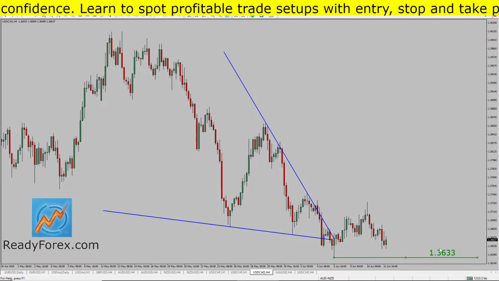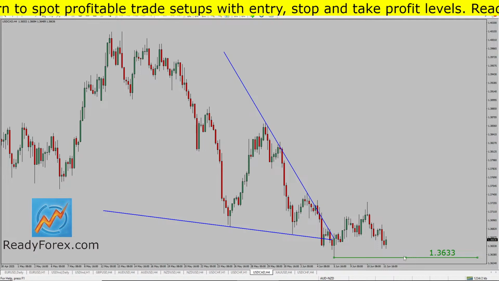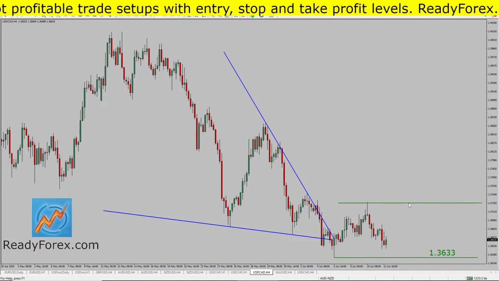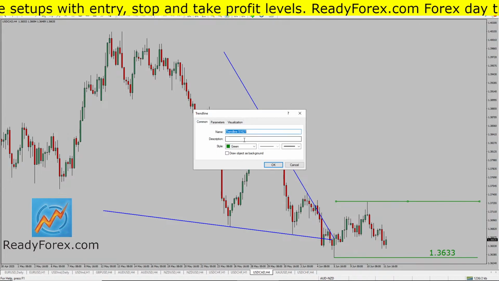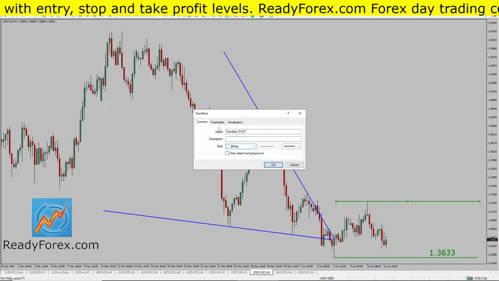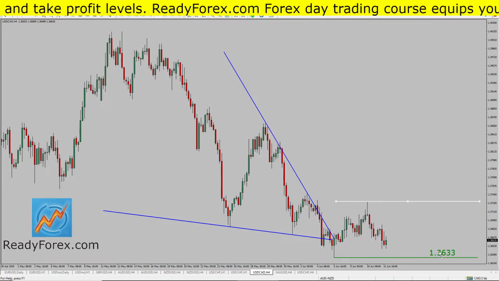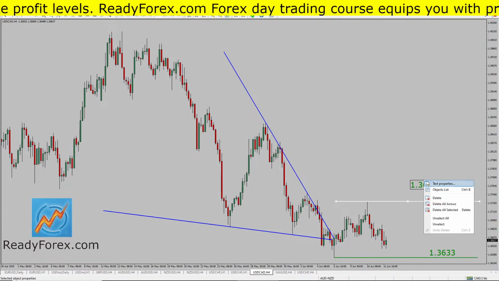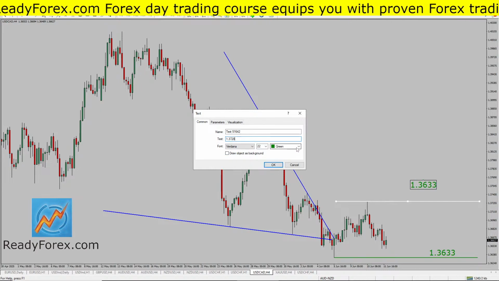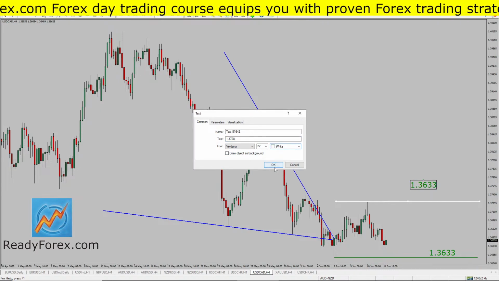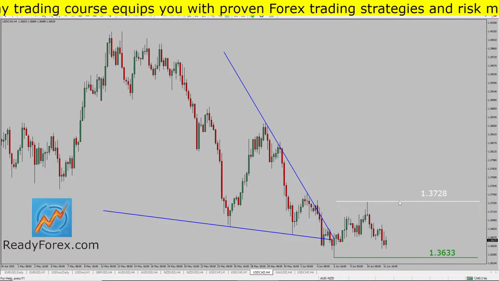This is the support level, and if market is not going to break this level, then there's a high probability we are most likely going to get a bullish breakout inside US dollar CAD currency pair. In other words, if price action is not going to break below 1.3633 level, then expect a bullish breakout.